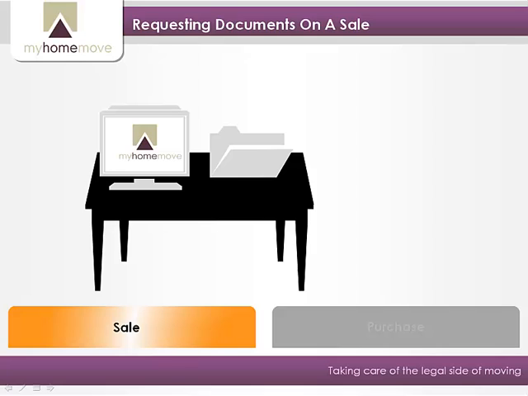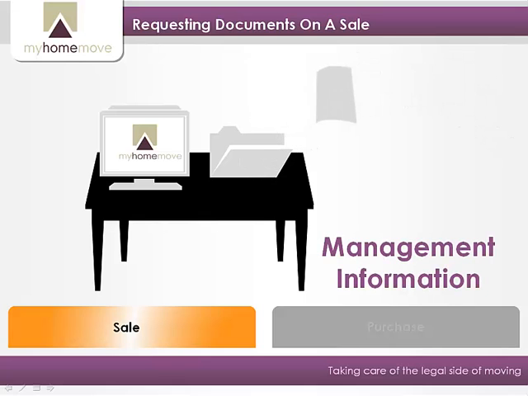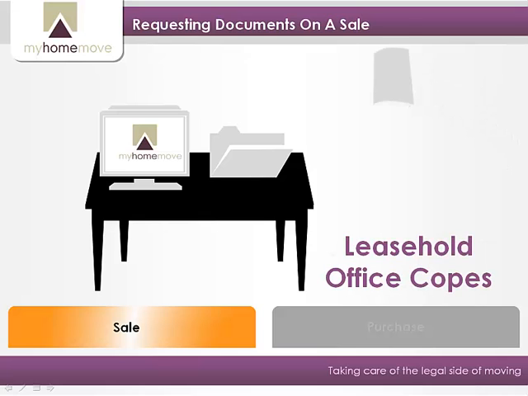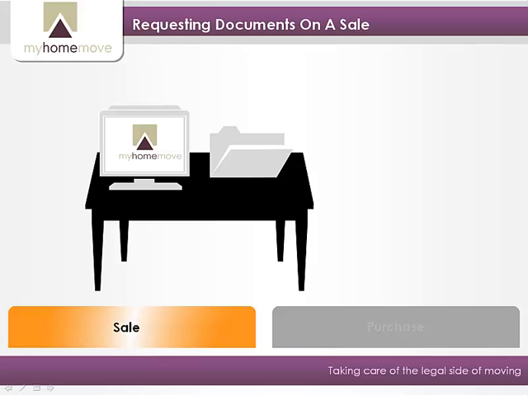A freehold contract would contain around 30 pages, which would take approximately 30 minutes to check. If the property is leasehold, then the contract package could contain anything up to 150 pages, which would include freehold office copies, 3 years accounts, the lease and management information from the management company, and also the leasehold office copies. So this would take 3 to 4 hours to check.